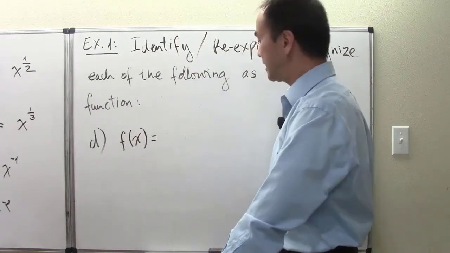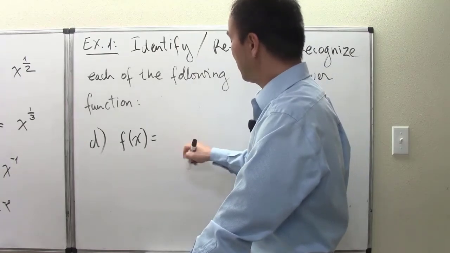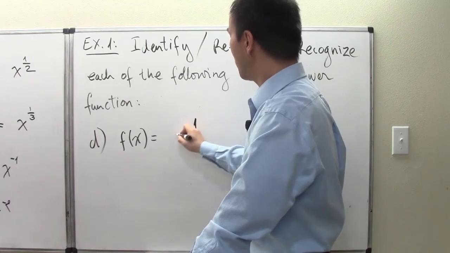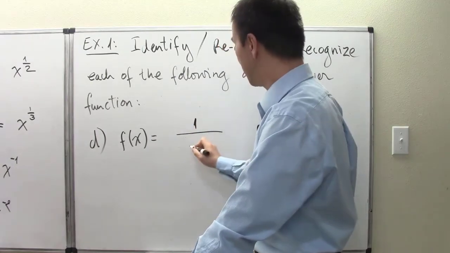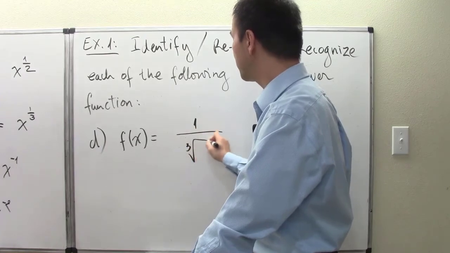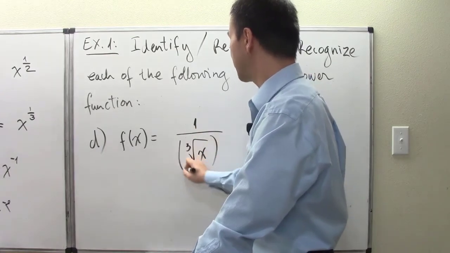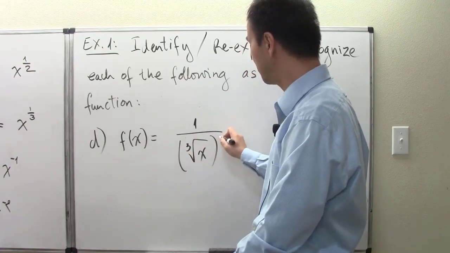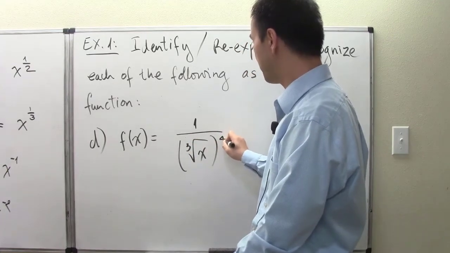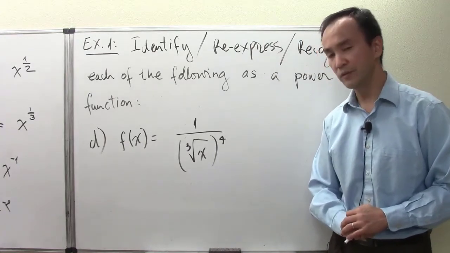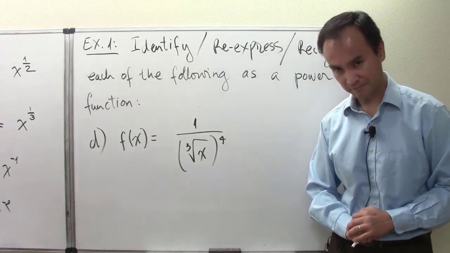So what about f of x? All right, f of x equals, how about 1 over, and let's just stay with the cube root of x. Now I'm going to raise that. The cube root of x is inside a power here, raising this to the 4th power, for example. So 1 over the cube root of x to the 4th power.